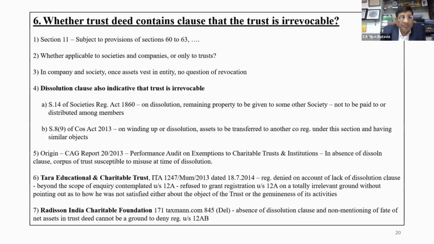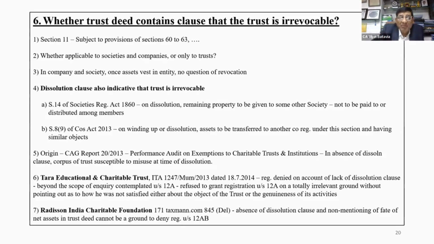Next, please. Whether the trust deed contains a clause that the trust is irrevocable. This is a very serious, burning issue. Generally, the old trust deeds do not have this irrevocable clause. For new trusts, as we know, in the last 7 years they are asking for this irrevocable clause in the trust deed, though a dissolution clause is there. So in that case, they are rejecting the registration if there is no irrevocable clause.